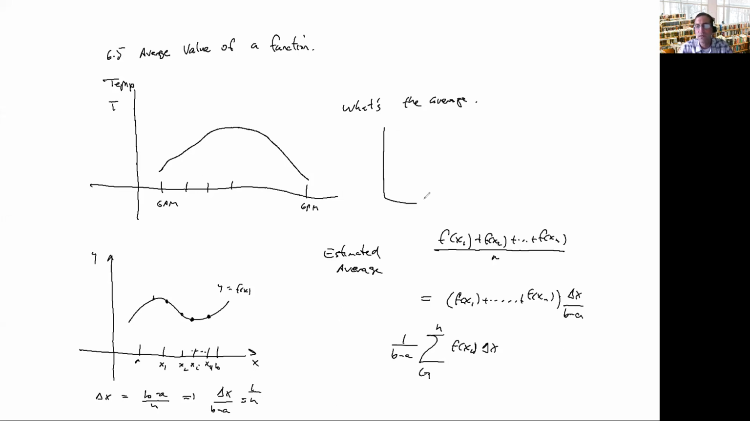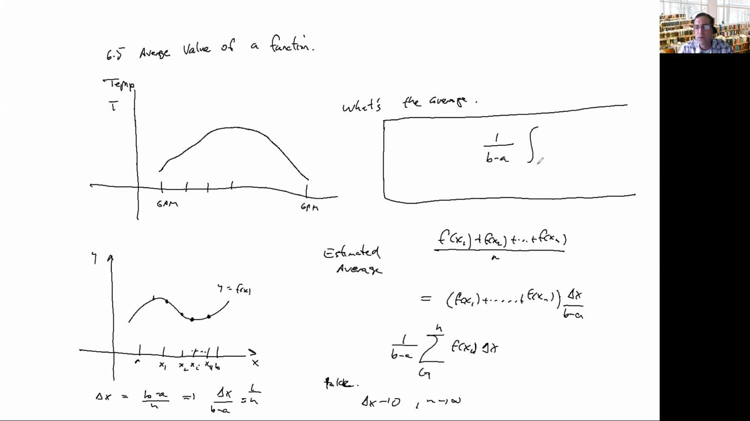Now what I'm going to do is let delta x go to 0. So we're going to take delta x to 0 and n going to infinity. That happens at the same time. And what happens is that this Riemann sum with this 1 over b minus a in front of it becomes 1 over b minus a times the integral from a to b of f of x dx. And this is called the average value of the function f. Okay, so that's pretty simple.